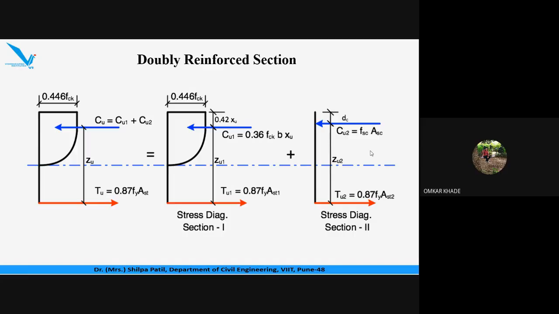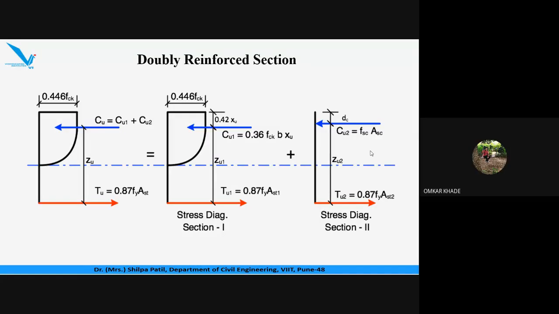And then what does that suffix U denote? In Cu, Tu, U stands for ultimate. Ultimate force, ultimate compressive force, ultimate tensile force, ultimate moment of resistance. Is it clear? Any more doubts? No, ma'am, no doubt. Shall I proceed further?